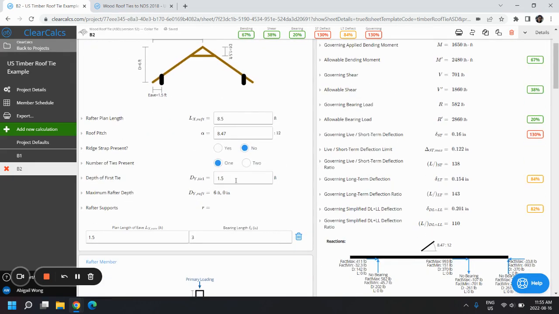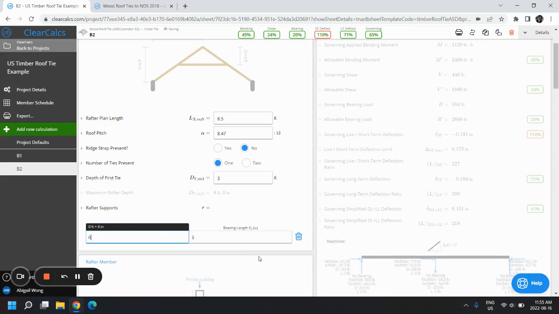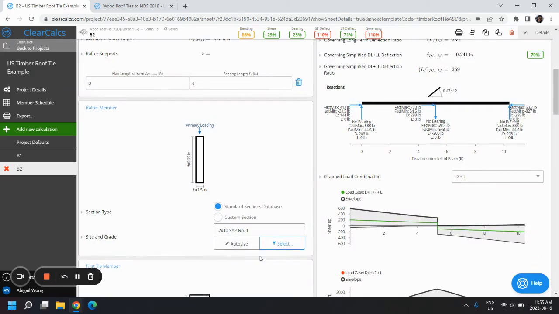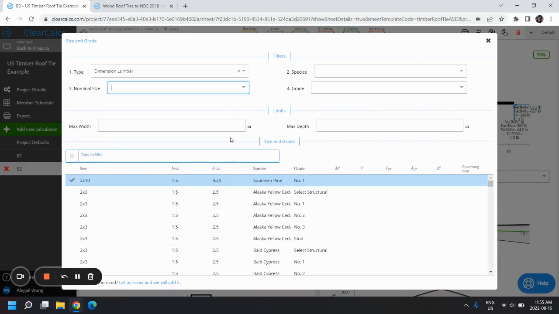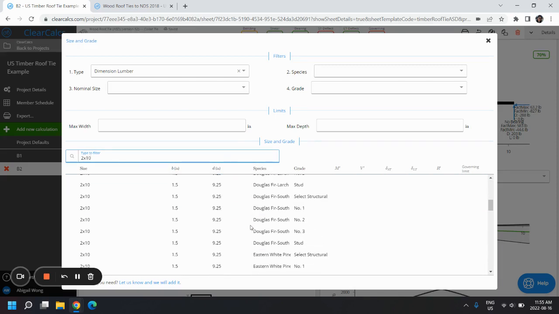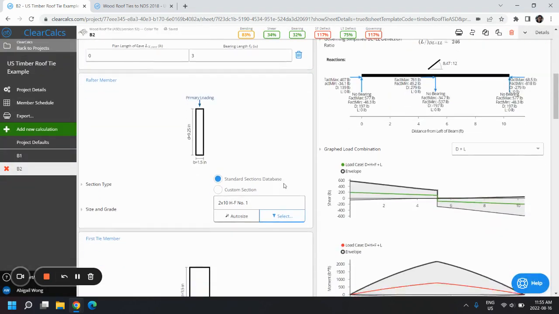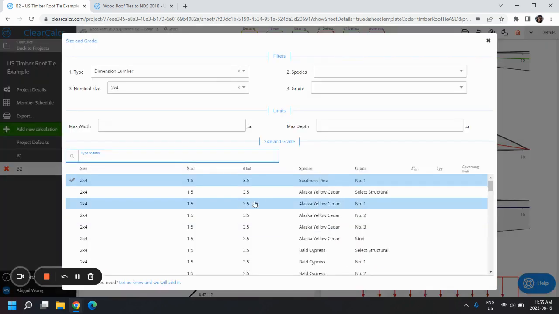The depth of our first tie we wanted at mid-height, which is 3 feet. And then for our plan length, that was 0 feet, and our bearing length is good to be kept at 3 inches. For our rafter member, we are going to use a 2x10 hem fir with a number 1 grade. So using our member selector, we'll put in a 2x10, and we're looking for a hem fir with a number 1 grade. And for our first tie, we will use the same hem fir number 1 grade, but we will use a 2x4.